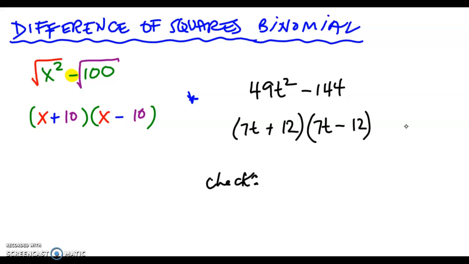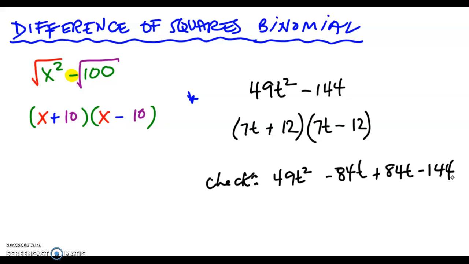If we use the acronym FOIL, meaning first terms, 7t times 7t. Outside terms, 7t multiplied by negative 12. Oh boy, 84, I think. 84t. Inside terms, 12 multiplied by 7t, and last terms, 12 multiplied by negative 12.